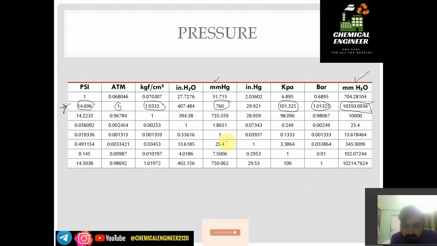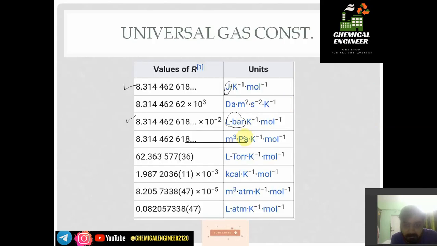What is the answer? So you have to refer to this table. 1 bar, here it is 100. Okay, the difference is 100. No, it is 10 raised to 5. So 10 raised to 5 and 10 raised to minus 3 will get cancelled, and 8.314 in meter cube Pascal per Kelvin mole. And in kilocalorie, 1.987 into 10 raised to minus 3 kilocalorie per Kelvin mole.